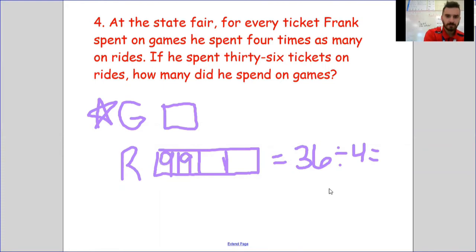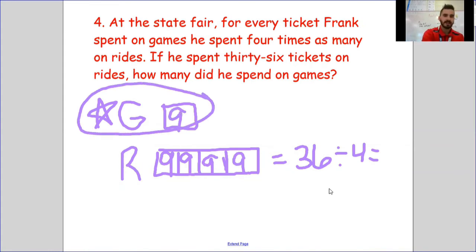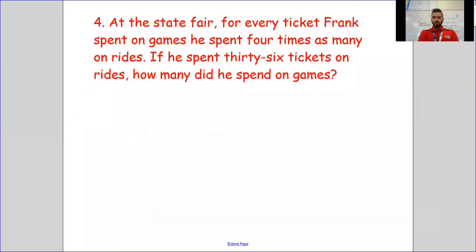That would give me 9. And if there's 9 in those boxes, you've got 9 in the boxes for games. When it asks how many did he spend on games, that answer would have been 9. So if you use the box method and you got 9, awesome job. All right, moving right along. We'll do two more together.